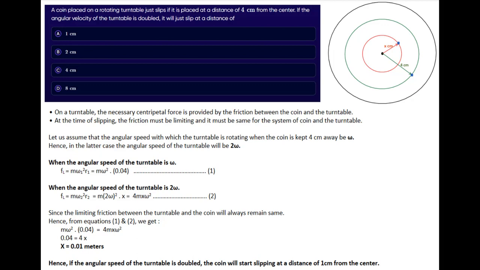Solving this equation, we can find that the value of x can be given as 0.01 meters, which can be further converted into centimeters and it will come out as 1 centimeter. Hence, we could say that if the omega or the angular speed of the turntable is doubled, the slipping will now occur at 1 centimeter away from the center.